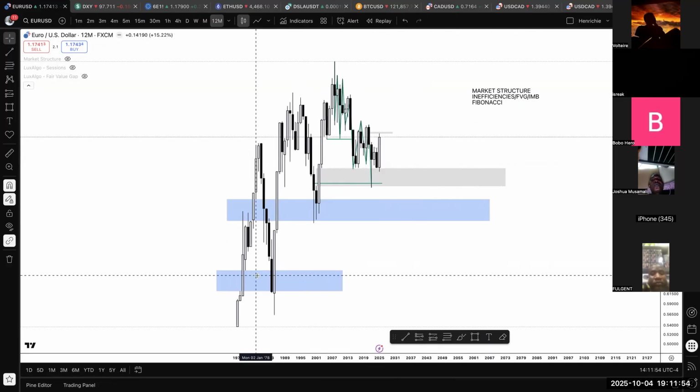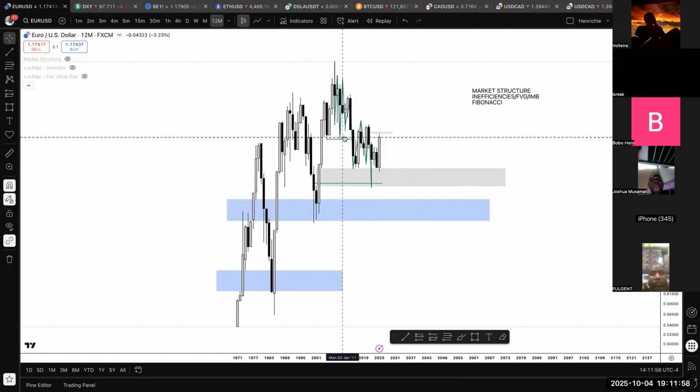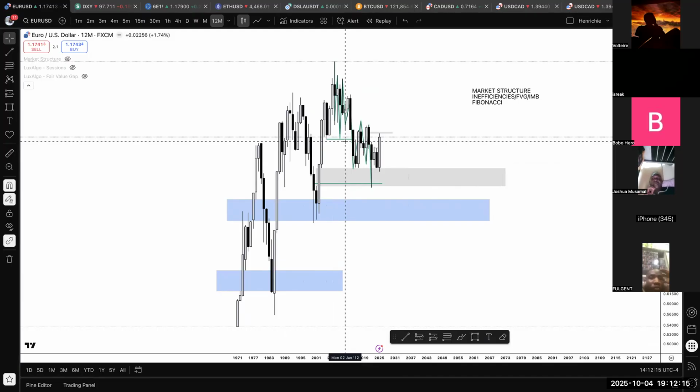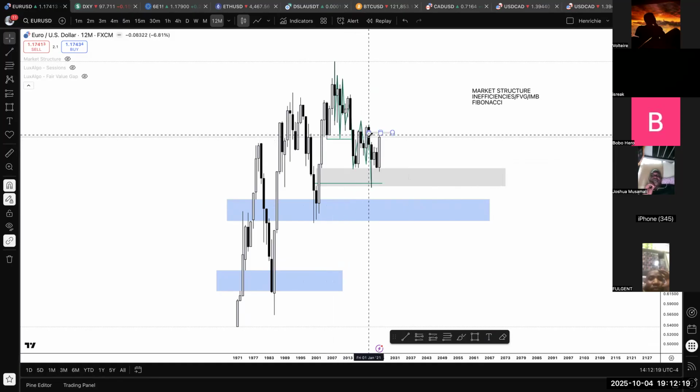Now that you can see that the market structure in this case is bullish, all you're looking for is those inefficient price actions that price will come back to retest, and then you can use it as a point of interest to take your trade. And you can also look for another inefficiency to use as your take profit. Does that make sense? You're using the inefficiency, point of interest to take a trade, using another inefficiency as an area of interest for take profit.